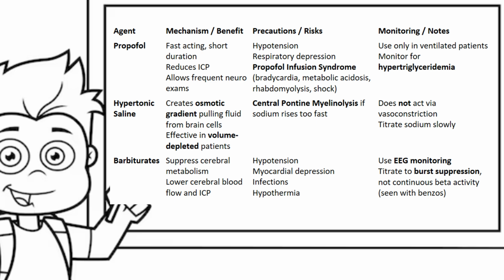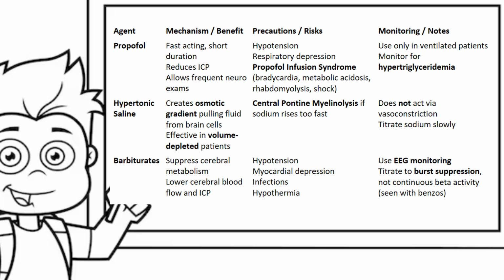Hypertonic saline, unlike hyperventilation, does not work by vasoconstriction. It creates an osmotic gradient drawing fluids from the brain cells into the bloodstream, something like mannitol. It is especially helpful in volume depleted patients where mannitol might be risky, but titrate slowly. Too rapid a sodium shift can cause something we call central pontine myelinolysis.